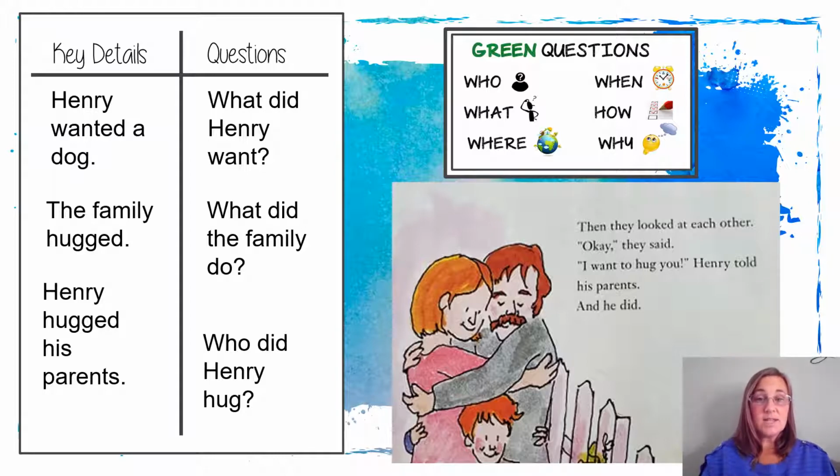You choose a key detail and write it on your T-chart. Then you choose a green question word that would match your key detail and turn it into a question.